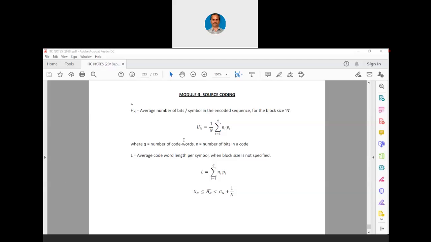Let me revise this formulae. We have two things here now. One is called Hn cap and one is called L. Hn cap is utilized when the block size is given, and L is utilized when the block size is not specified.